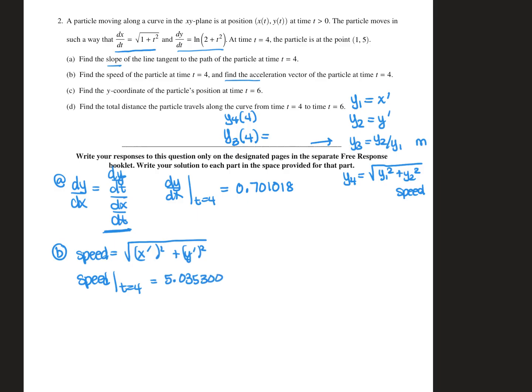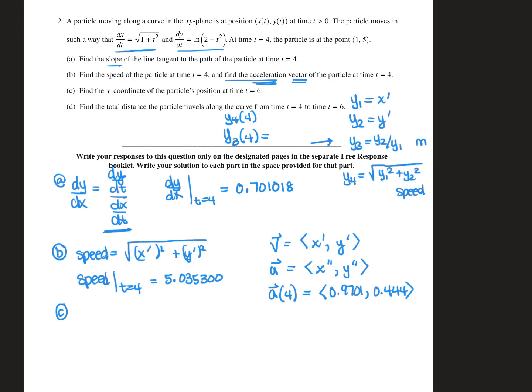The second part says find the acceleration vector. So remember that if you have the velocity vector, that is your first derivatives. That's the one that they gave us. If you want the acceleration vector, that is the second derivative of each of these. So in our calculators, we're going to take the acceleration at time equals 4, and you're going to go directly into your calculator again, and you're going to say the derivative of y1 at 4. And then do derivative of y2 at 4. Make sure you write it as a vector.